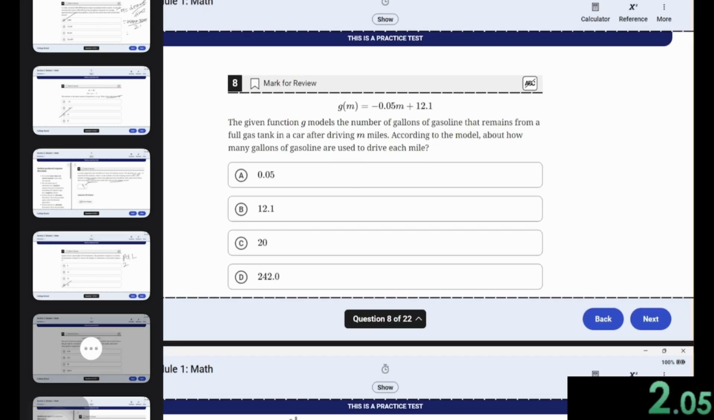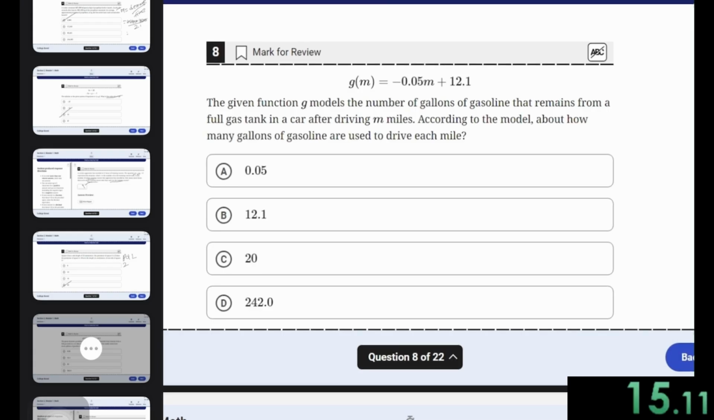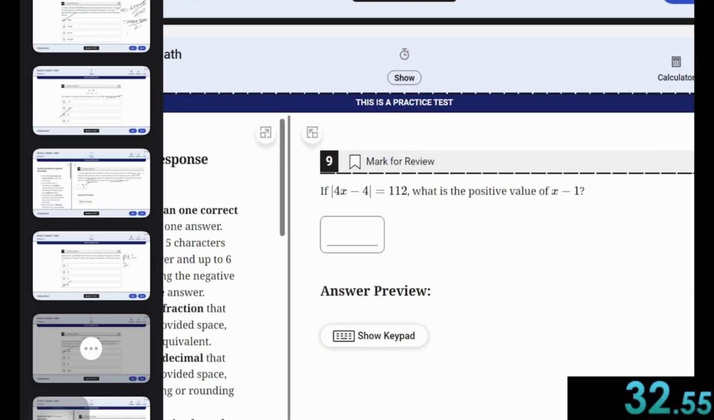In a given tank, the given function g models the number of gallons of gasoline that remains from a full gas tank in a car after driving m miles. According to the model, how many gallons of gasoline are used to drive each mile? So whenever we have a negative slope, it indicates that on changing each x by 1 or 2 units, this will be decreased by some value, which is our gasoline used. So it's 0.05, because what is slope? Slope is like the amount of value increasing or decreasing on each x.